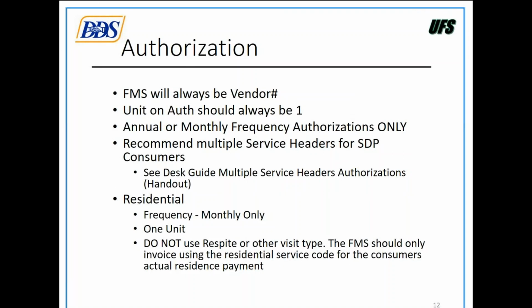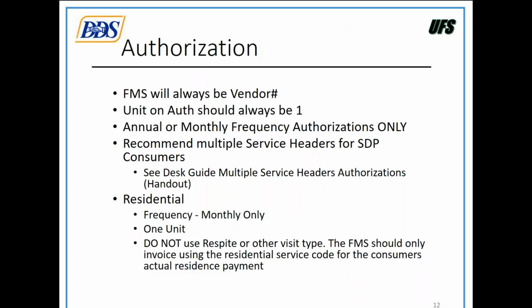So on the authorization, the FMS is always going to be your vendor number. The unit should always be 1. Again, none of the invoices are set up to take anything other than 1. And you can only use annual or monthly frequency authorizations. No quarterlies, no biweeklies, nothing like that. Since the FMS vendor is driving the invoice, you can expect to allocate the amounts on an annual or monthly basis. And that'll also tie into the budget if you choose to do it on an annual.